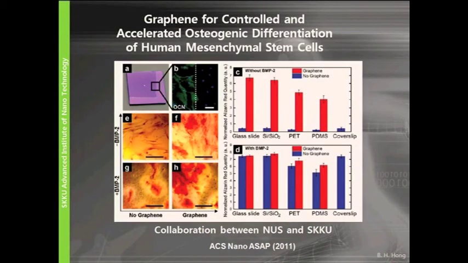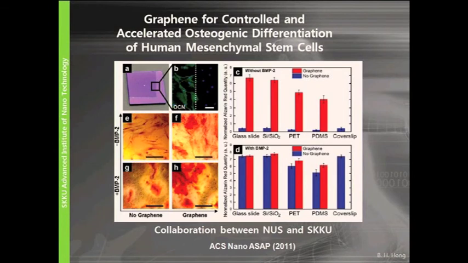Okay, finally, I'd like to introduce these results recently published in ACS Nano. We collaborated with Barbaros and the NUS group, and they used our graphene to grow stem cells. As you see here, in this case we didn't use inducers, and in this case we used inducers. Without inducers, in the case of no graphene, almost no cells have grown on top of this glass substrate. But we don't know the reason very well.